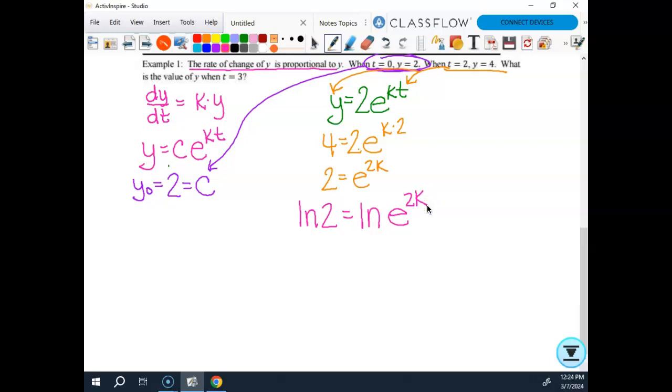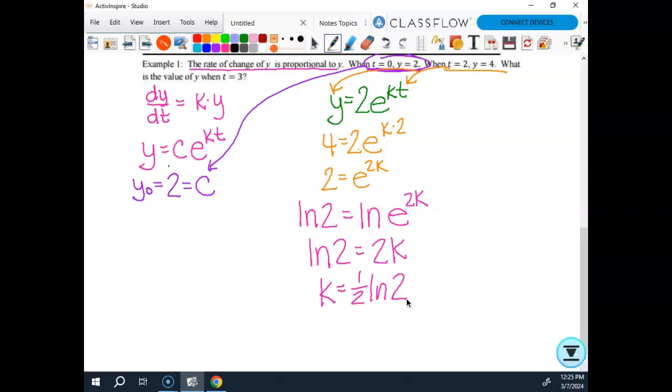Natural log of 2 is natural log of 2. That's not a number we know. What is the natural log of e to the 2k power? 2k. Very good. So natural log of 2 is equal to 2k, because the 2k comes out front, right? We're just skipping those steps. It can come out front, and the natural log of e is 1. So then that means that k is equal to, we can either do natural log of 2 over 2, or we can do 1/2 natural log of 2. It's the same thing either way, but those 2's don't get to cancel each other out. Everybody with me so far?